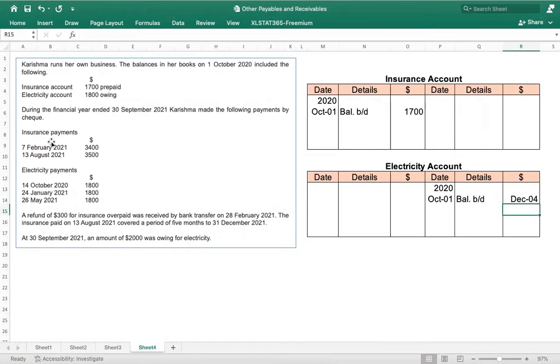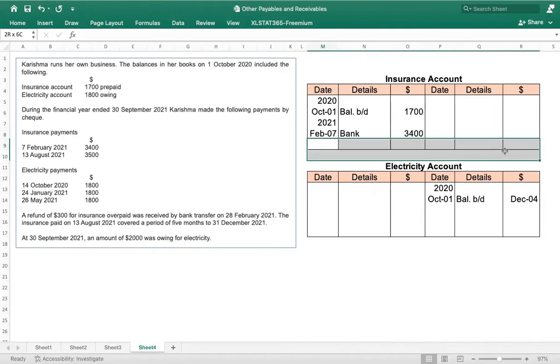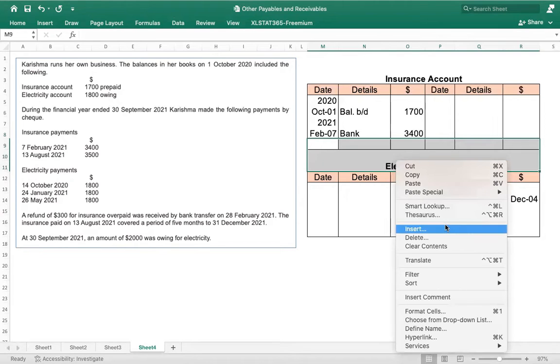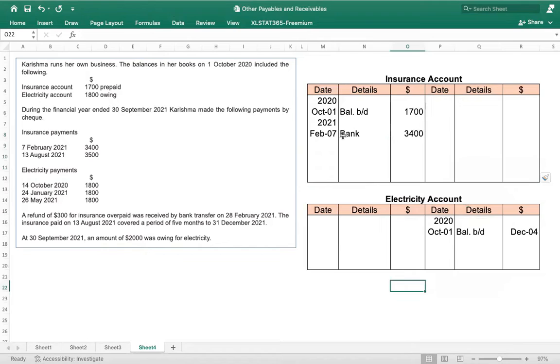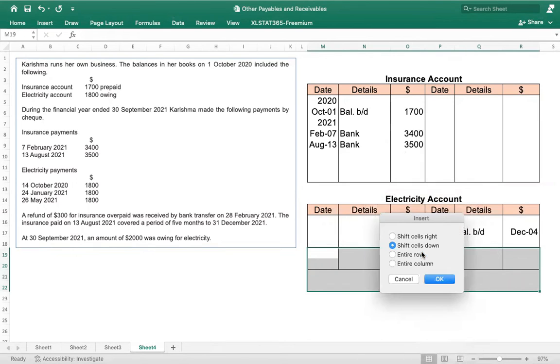Now during the year, Karishma made the following payments. She paid twice for insurance. First she paid on 7 February 2021 by check, so bank will come. I am writing it on the debit side because expense is increasing; an increase in expense is a debit. Then she paid again on 13th August 2021, again by bank, 3,500. Now we need to record the same thing for the electricity account also.